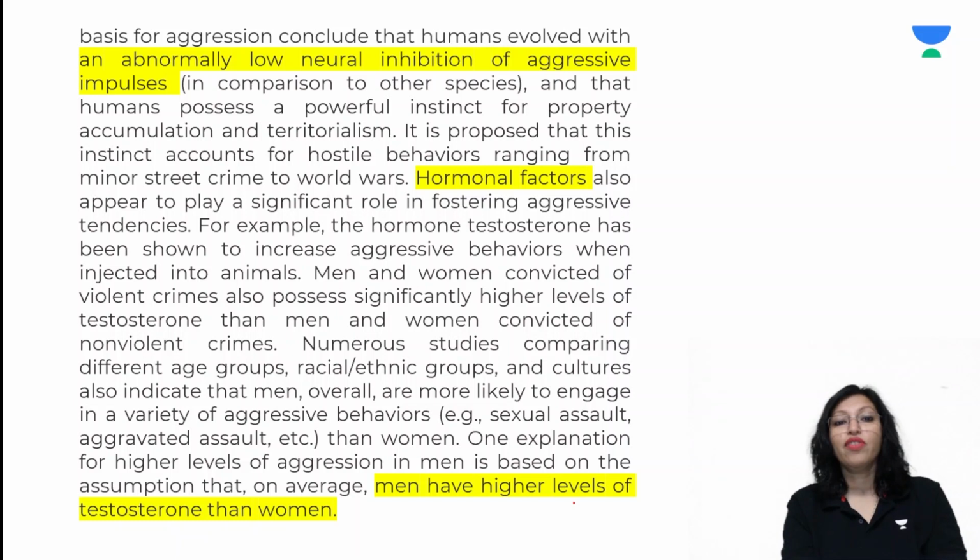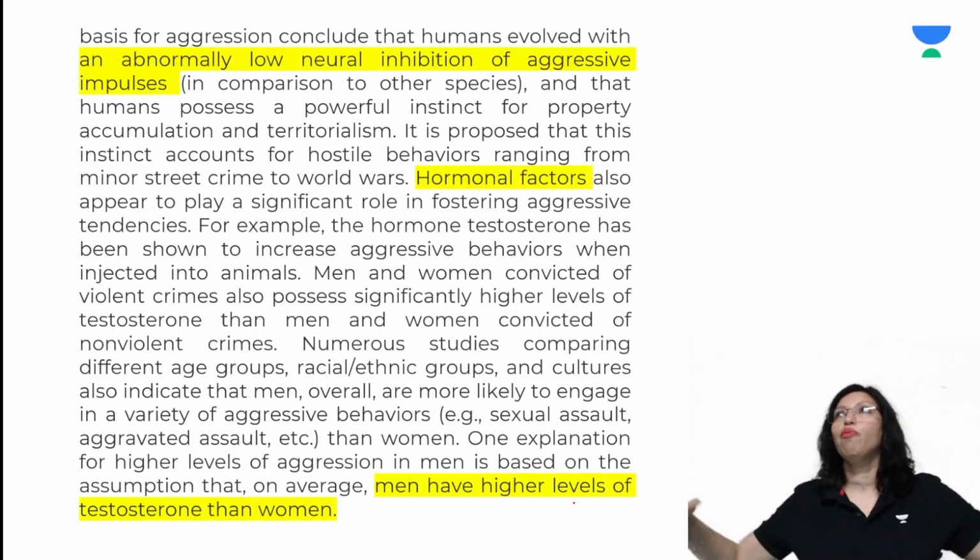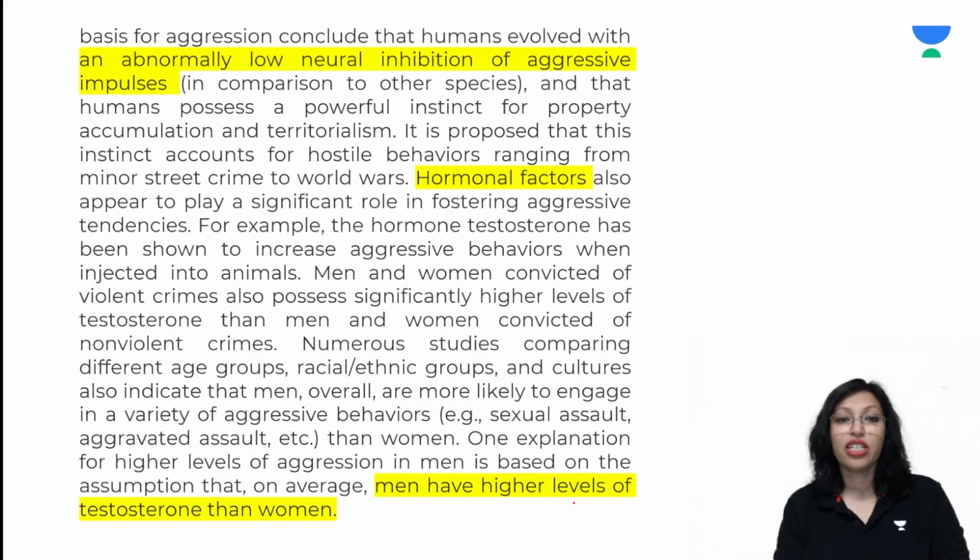They also conclude that humans possess a powerful instinct for property accumulation and territorialism. They want property, they want to say, this is my area. It is proposed that this instinct accounts for hostile behavior ranging from minor street crime to world war. So this instinct of territorialism, my property, is what causes hostile behavior of all types.